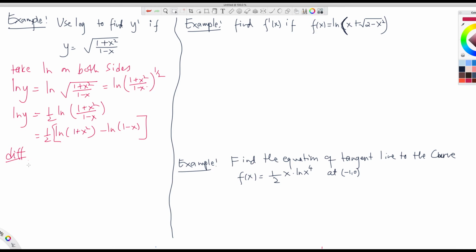What is the derivative of that? You can write natural d ln y over dx, right? Equals the derivative of these things. You can write 1/2, and then if you want to, you can write d of ln(1 plus x squared) over dx, and then minus d of ln(1 minus x) over dx. I just wrote that step. You can basically skip this step, okay?